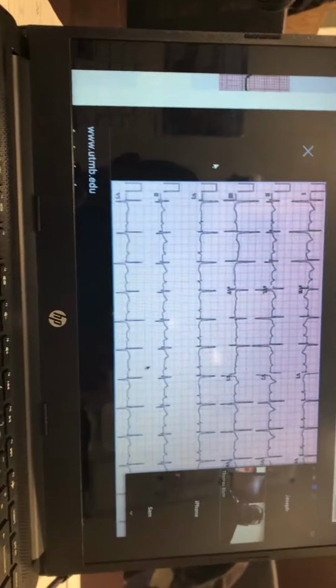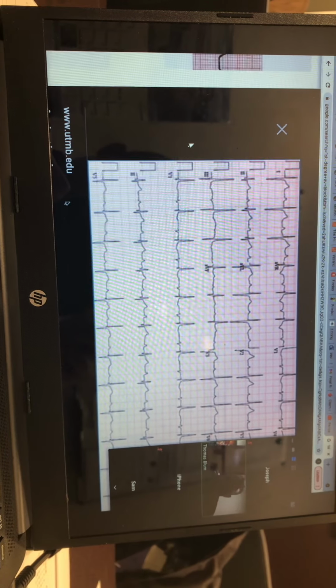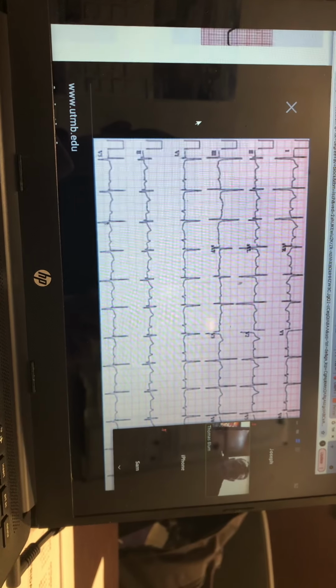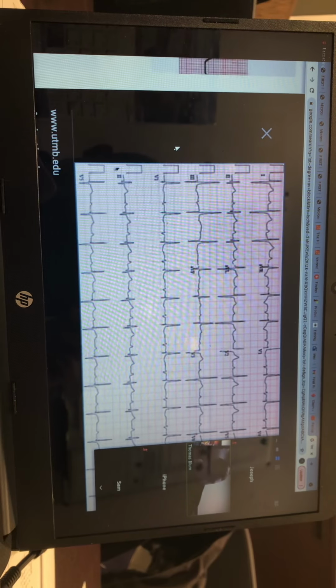There's no change, so there's clearly no disassociation between my atrium and my ventricles. So I've got a first degree AV block, right? But we're not done, because we've got a 12 lead here. So now I've identified the underlying rhythm. I've got a first degree AV block.